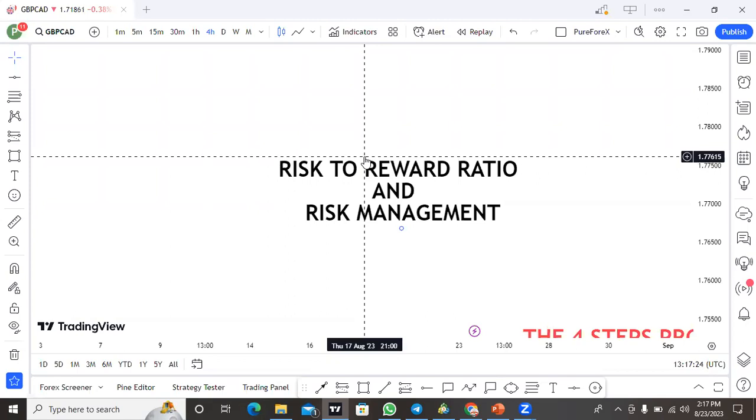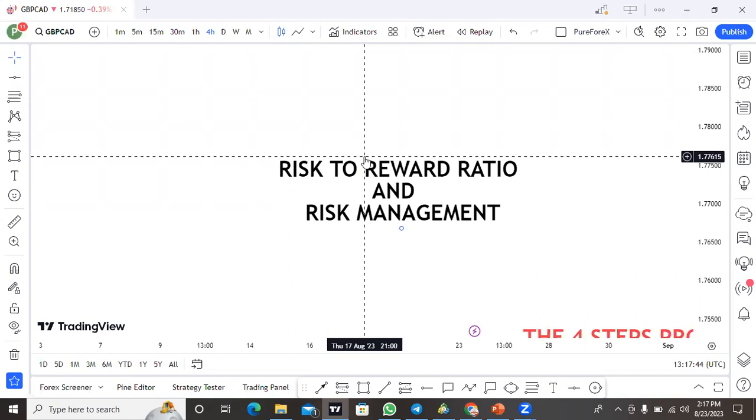In this video, I'm going to talk about risk to reward ratio and risk management. You know, as Forex traders, risk to reward ratio and risk management are very important in our trading success. So guys, what is risk to reward ratio?